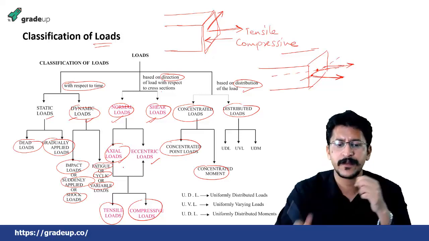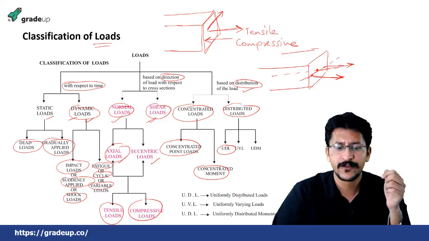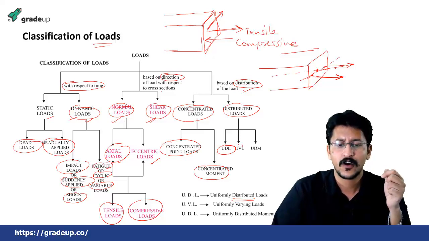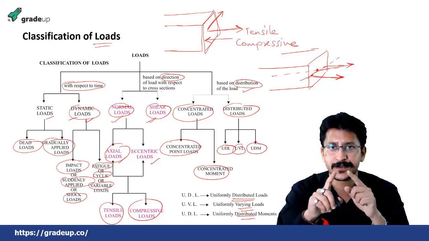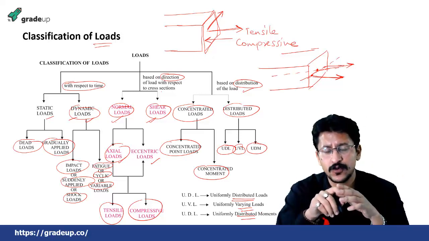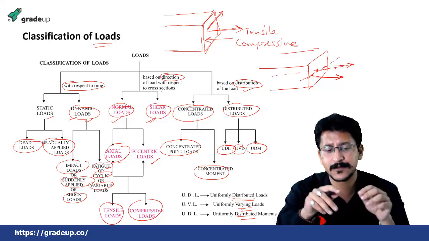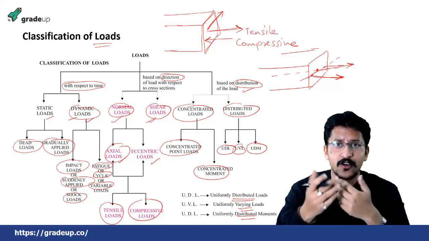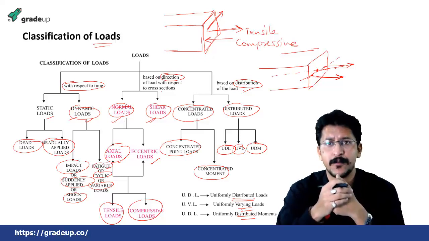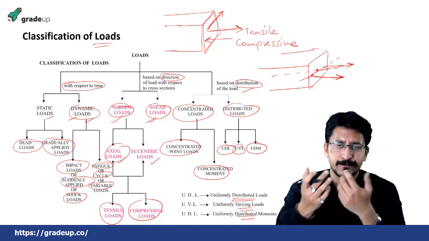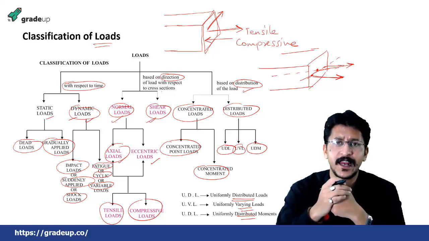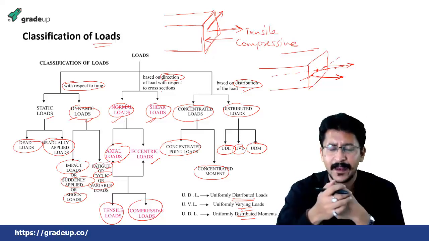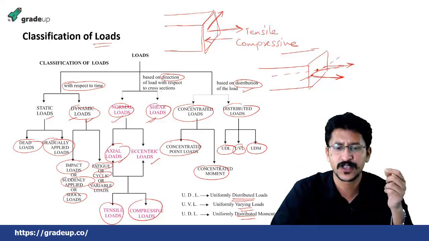Then distributed load means that is UDL, uniformly distributed load, or UVL, uniformly varying loads, or UDM, that is uniformly distributed moments. Okay, I can explain to you all these terms here only, but I don't think that you will understand if you haven't gone through this subject properly earlier. So you might not know what is a cantilever beam and all those things, but again let me make you clear without using those terms.